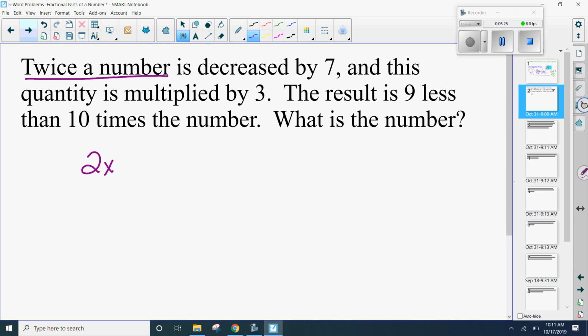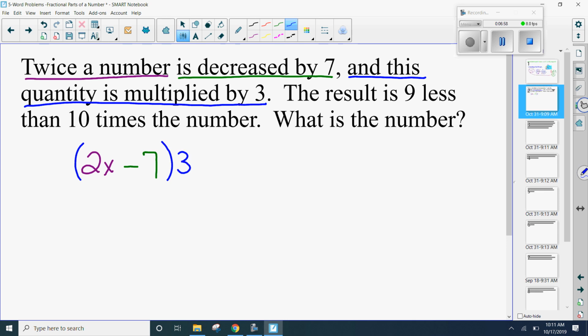Now here I know the next thing I see is the word is, and I said that means equal to, but we need to finish reading it. It says is decreased by 7. So what does that mean? What's decreased mean? Subtract. So I want to subtract 7. This quantity is multiplied by 3. So how do you show that? This quantity means you need to put it in parentheses. Multiplied by 3. Some of you may put the 3 here because you think you have to go in the order that it's written up here.